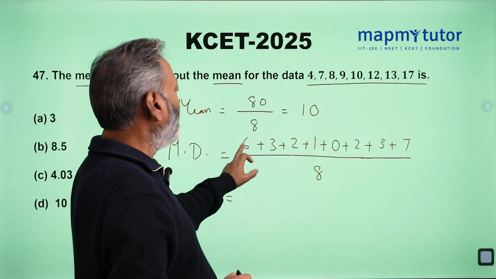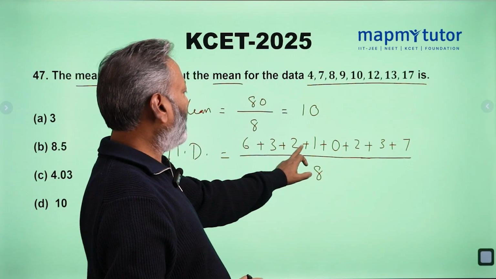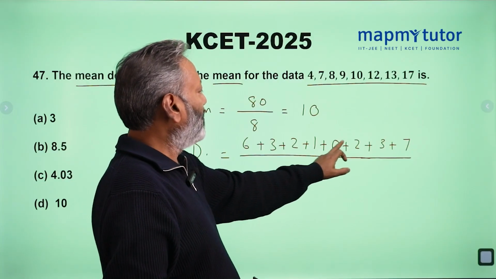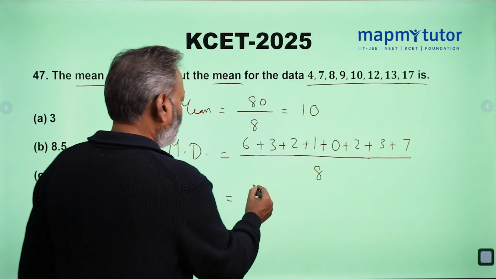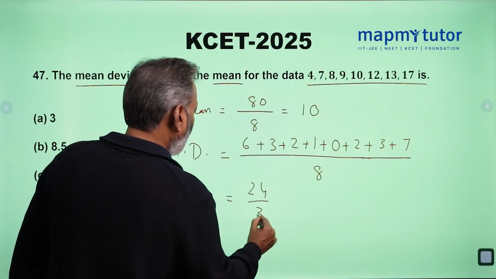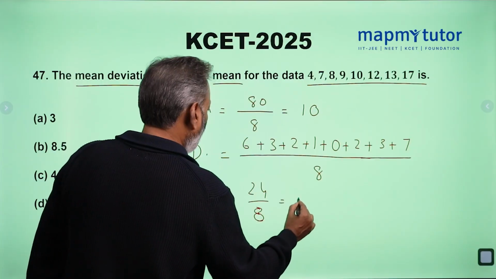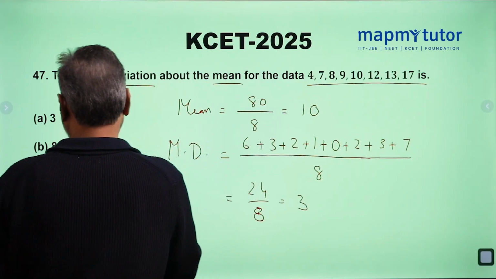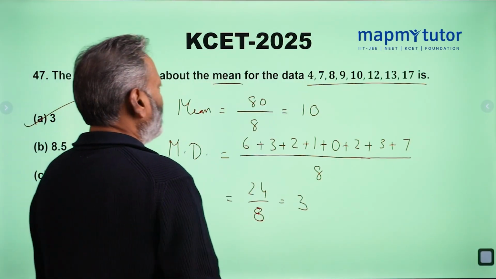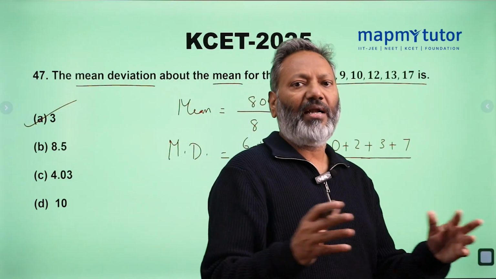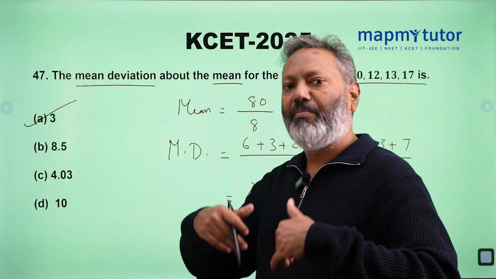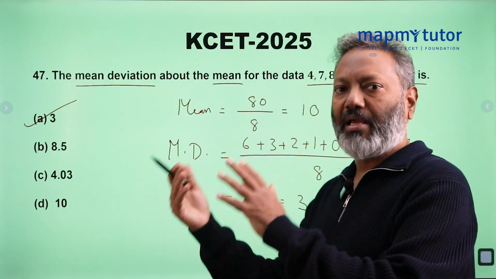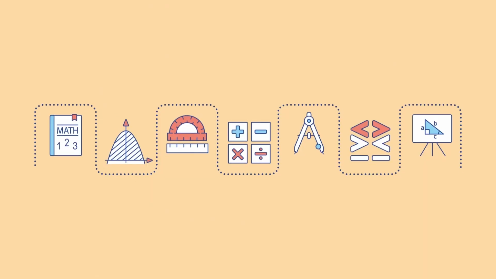So come and add them again. 9 plus 2, 11 plus 1, 12, 14, 17, 24. 24 by 8, that means 3. 24 by 8 is 3. Where is it? Option A. Easy question. Just some raw data is given and you have to calculate the mean first, and then about the mean, we have to calculate the mean deviation.